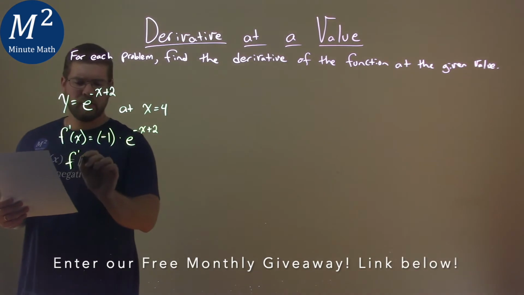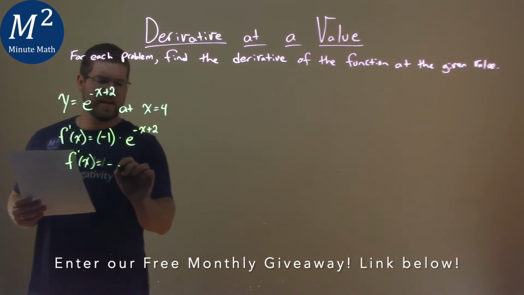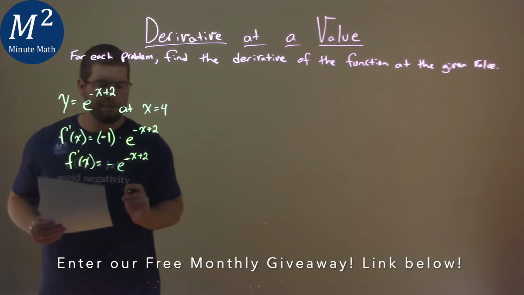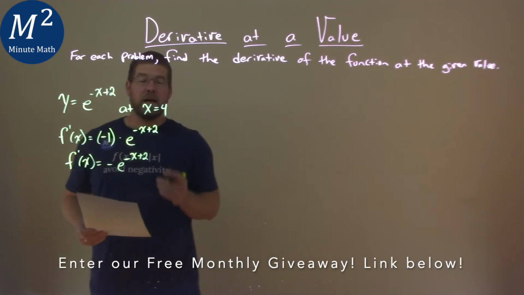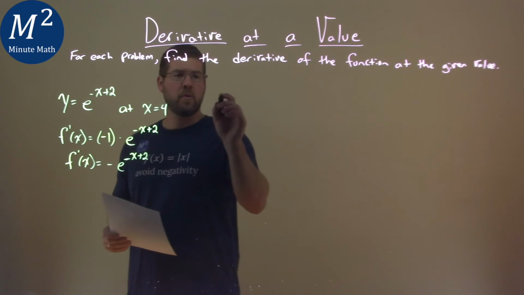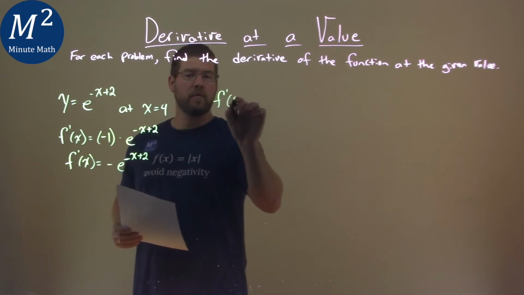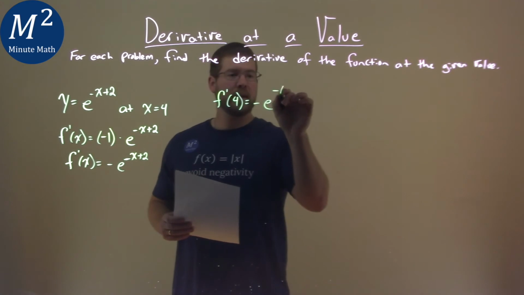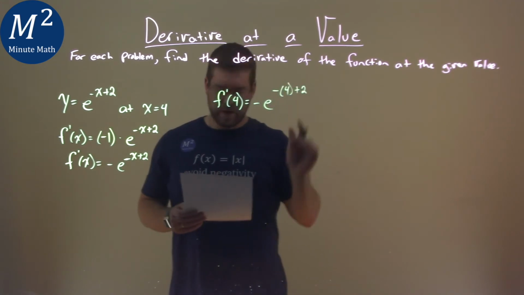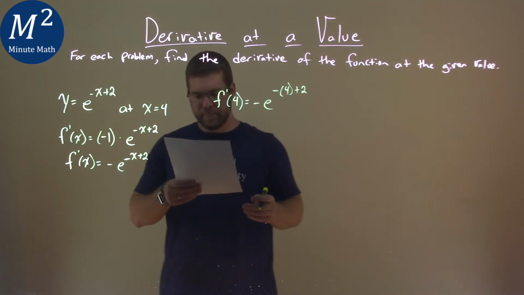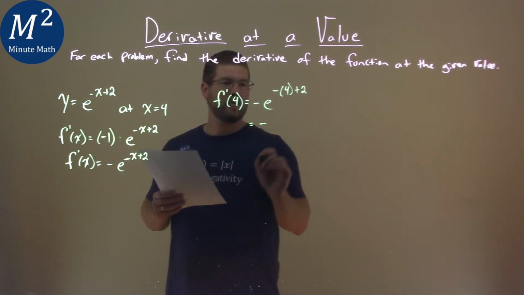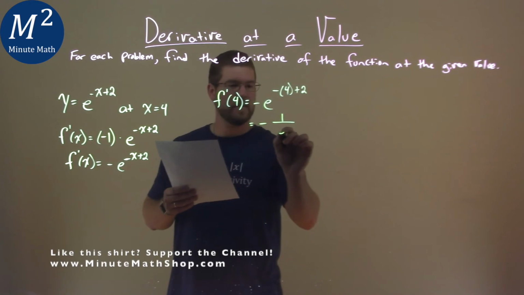Simplify that, we have f prime of x is equal to just negative e to the negative x plus 2 power. Alright, not too bad. Well, we want to find it at x equals 4. So let's plug 4 into our derivative, f prime of 4 here, and that's equal to negative e to the negative 4 plus 2 power. Okay? This simplifies to be negative 1 over e squared.